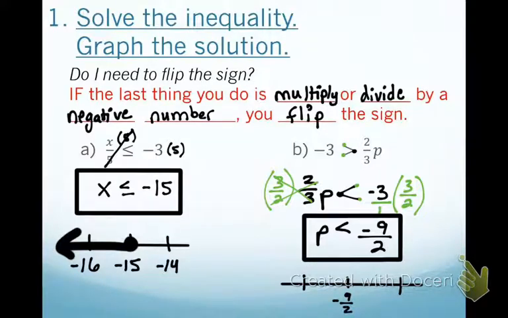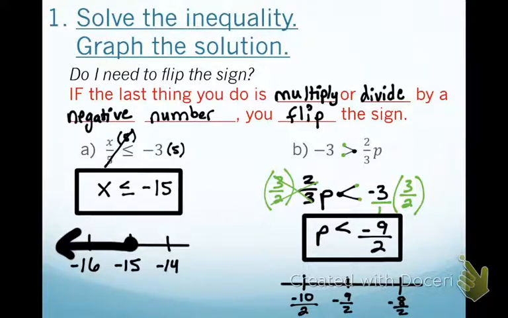Negative 9 halves. What is 1 smaller than negative 9 halves? Negative 10 halves. Remember, with negatives, it's backwards. So what would the right side be? Negative 8 halves.